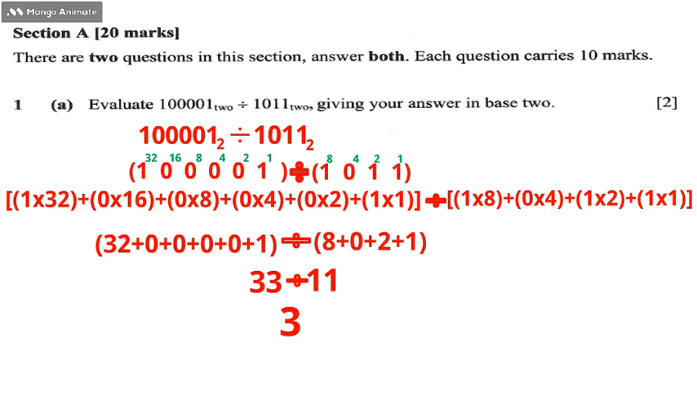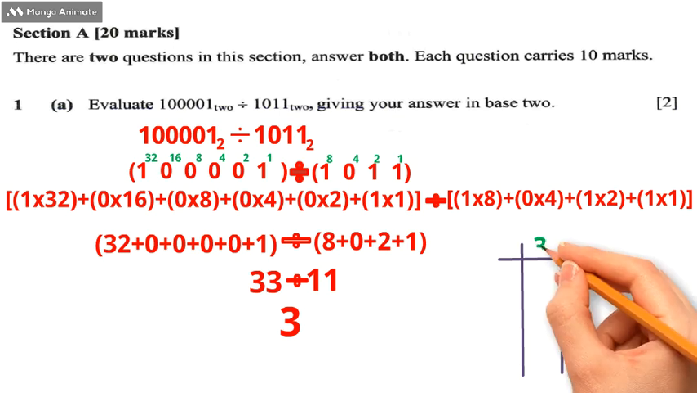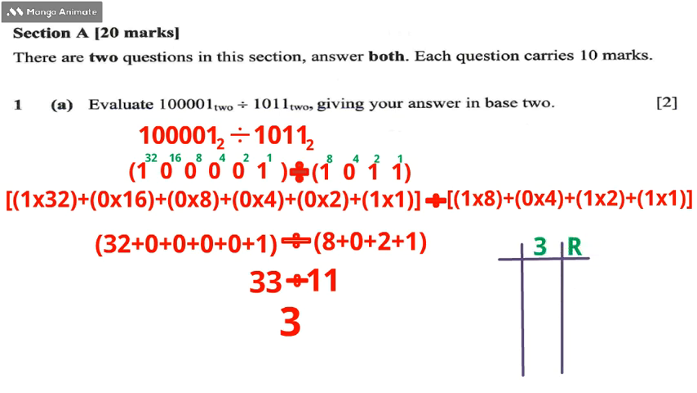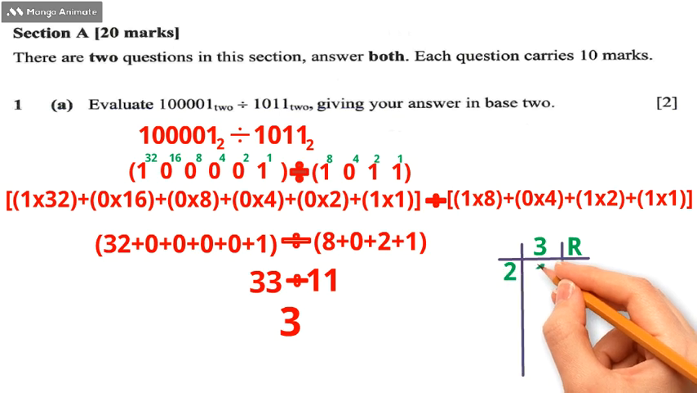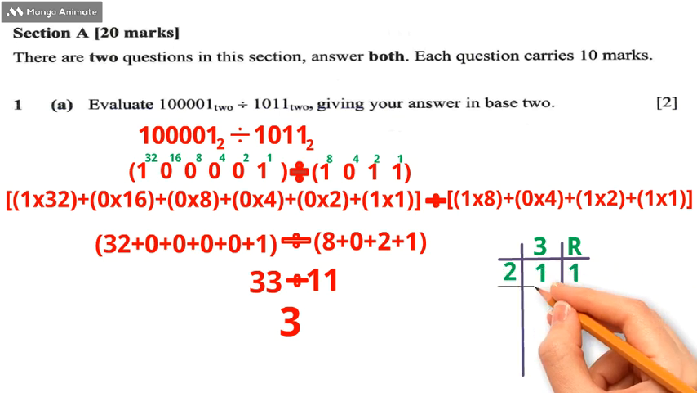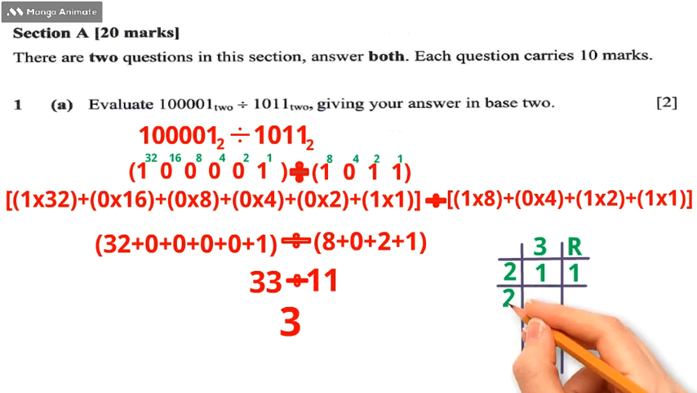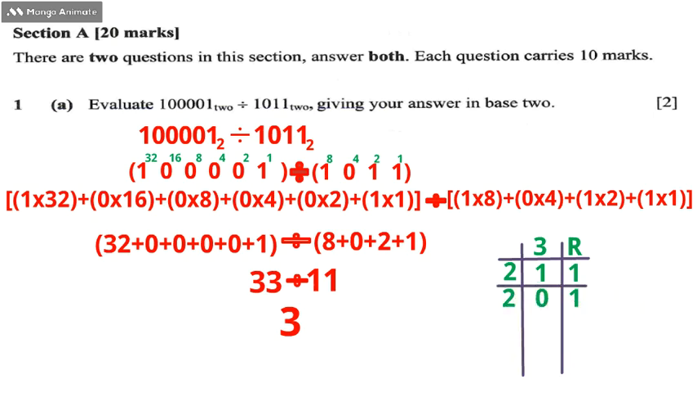So I'm going to convert 3 back into base 2. I'm going to come up with a frame like this one, put 3 there and the remainder sign. 2 into 3 goes one time, remainder 1. Then 2 into 1 goes 0 times, remainder 1. Since I found 0 in the middle, my calculation has ended. When writing the answer, I start with the last remainder up to the first remainder. So the answer is 11 in base 2.